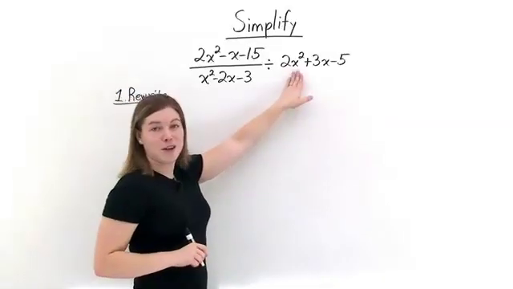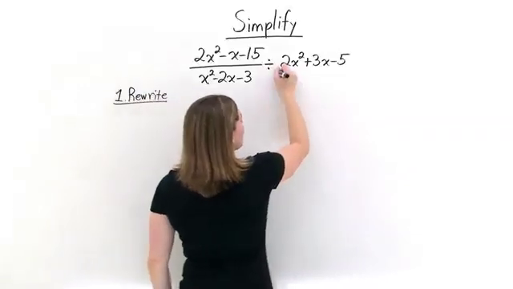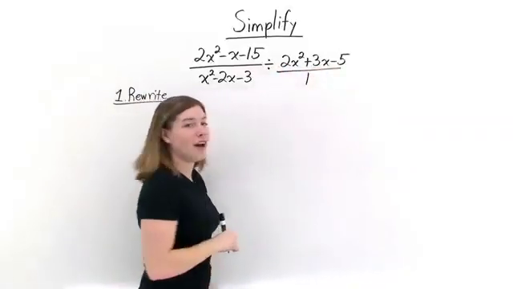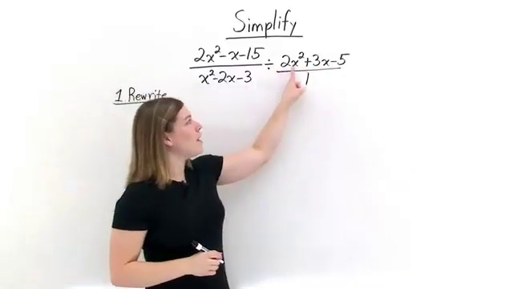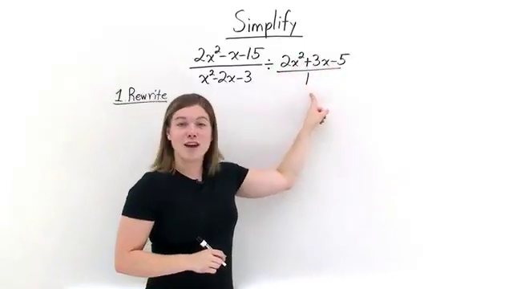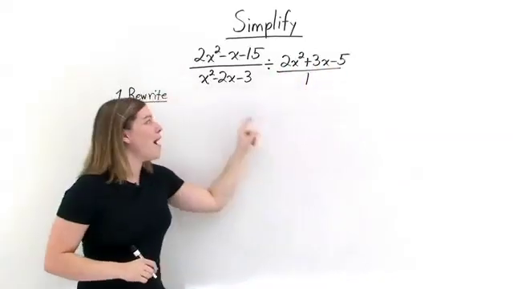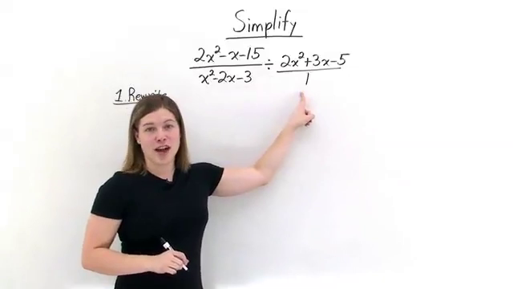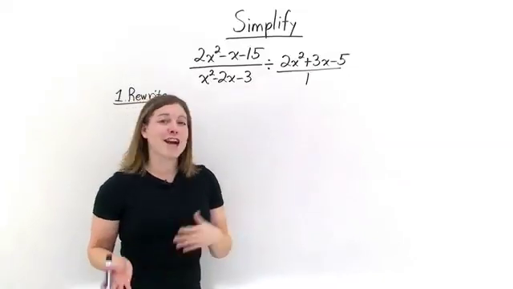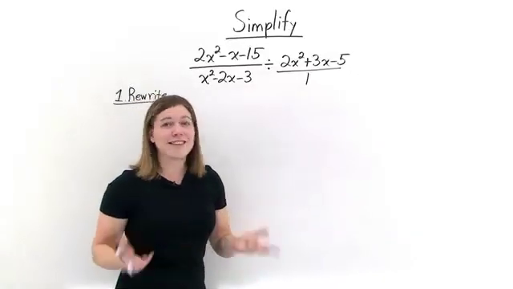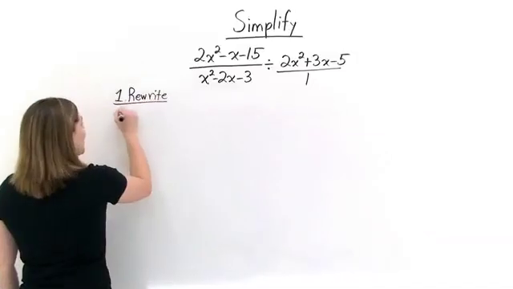So let's turn this polynomial into a fraction. In other words, let's just put it over 1. So now we have 2x squared plus 3x minus 5 over 1. We now have a fraction divided by another fraction. Well, if we're taking a fraction divided by another fraction, it's a lot easier to change it to multiplication.